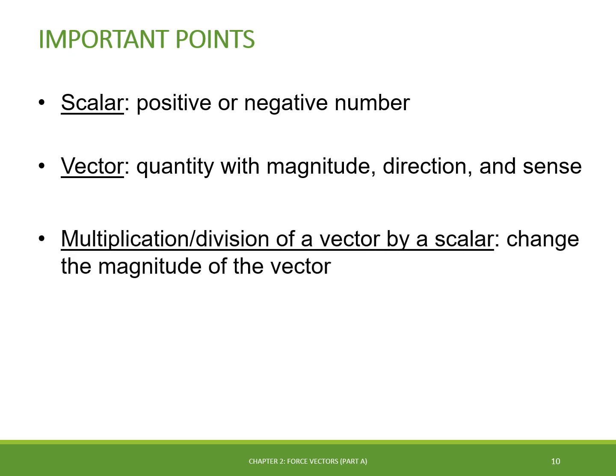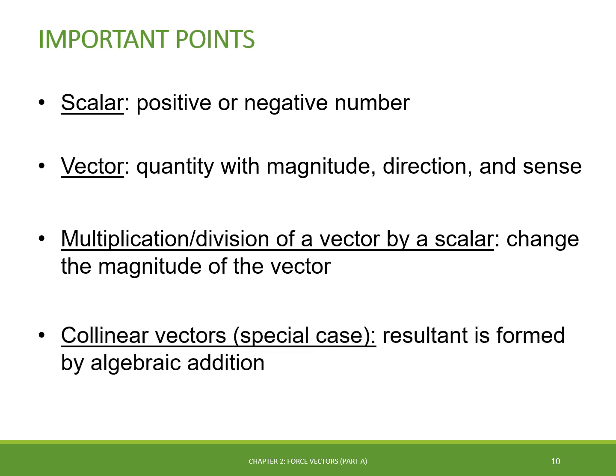The next important point is that the multiplication or division of a vector by a scalar will change the magnitude of the vector. Additionally, the sense of the vector will change if the scalar is negative. And as a special case, if the vectors are collinear, the resultant is formed by an algebraic or scalar addition.